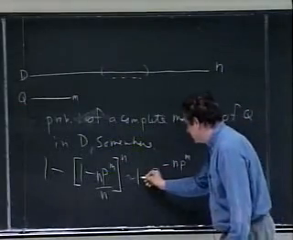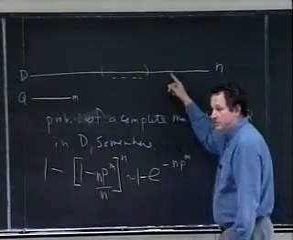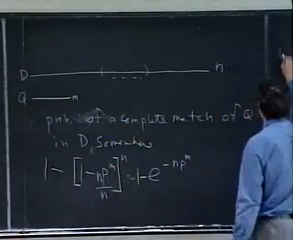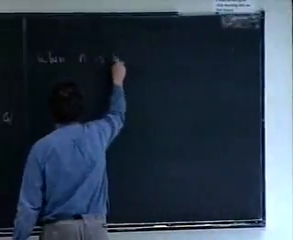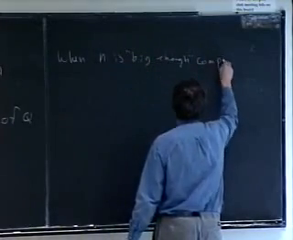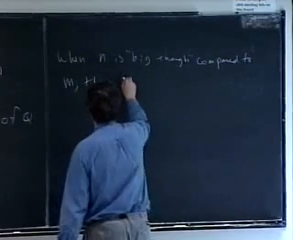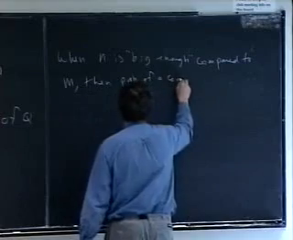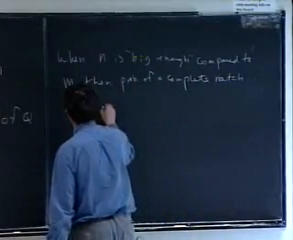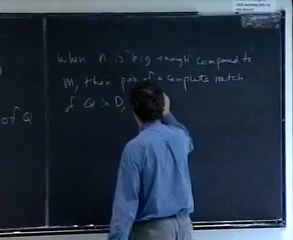And the point of this was that if you now make n big enough compared to m, and we actually studied what that trade-off point was, when n is big enough compared to m, then the probability of a complete match of Q in D, the database, the huge long string, is very high.